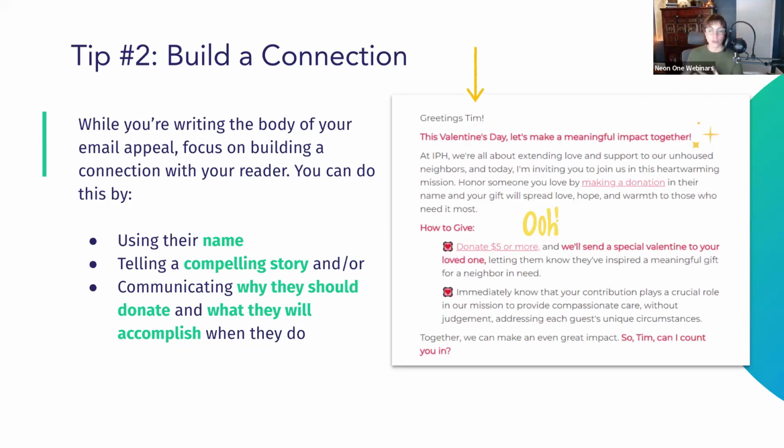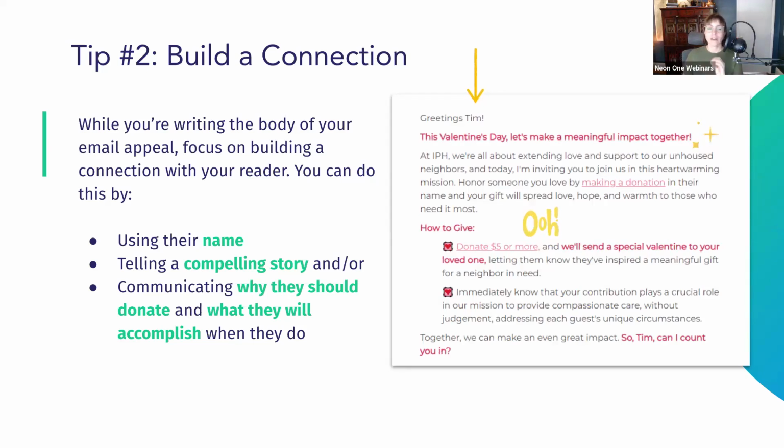Whether you choose to tell that story, it's not always necessary. This example from IPH is proof that you don't always have to tell a story. Make sure you do tell your donor why they should give and what they're going to accomplish when they do give. This sounds silly. I know that we're talking about email appeals, but you would be amazed at how many emails I've gotten that ask me to give, but don't tell me why. They don't tell me what the money is going to be used for, and they don't tell me anything other than just telling me that I should give.